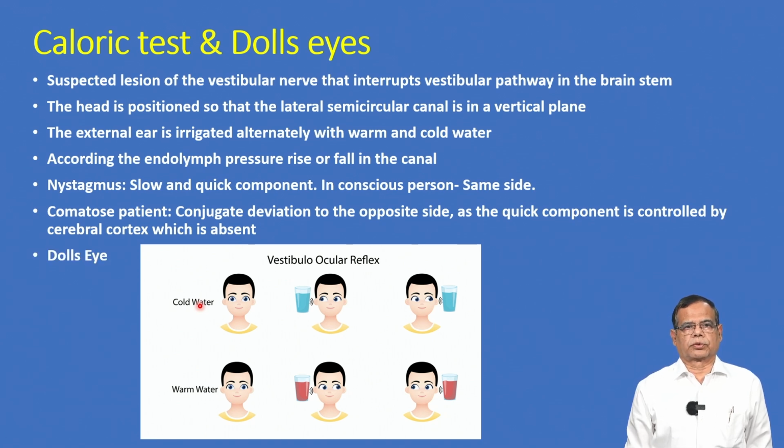There is another phenomenon called doll's eye. When the neck is moved upwards or extended, our eyes come down, and when the neck is flexed, the eyes go up. This is called doll's eye phenomenon, and doll's eye phenomenon is absent in a comatose patient.